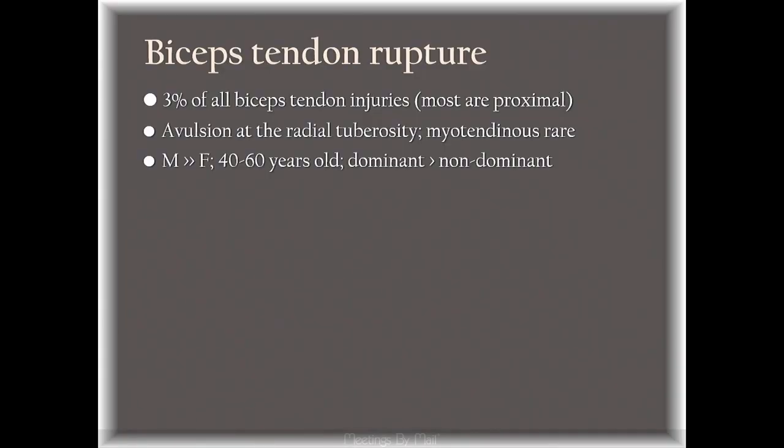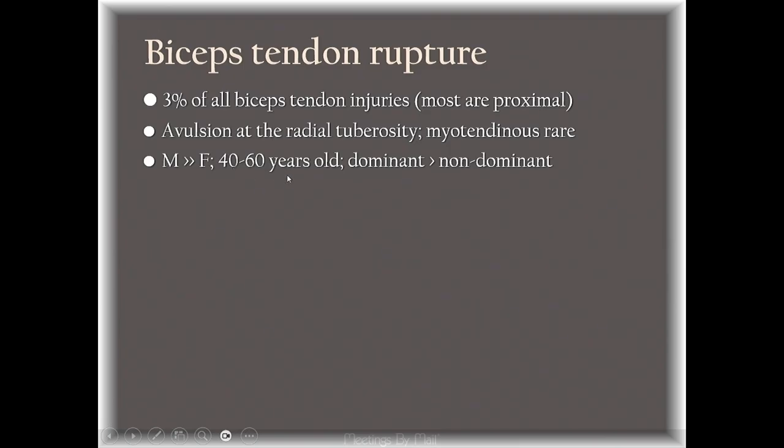Let's talk about biceps tendon rupture. Most biceps tendon ruptures are of the long head proximally due to rotator cuff disease, like we briefly touched on. The distal ones where the tendon detaches from the radial tuberosity, that's the usual case, are less common. Myotendinous is really rare. Males are more common than females. They just lift heavier things, and that's how they hurt themselves, typically.